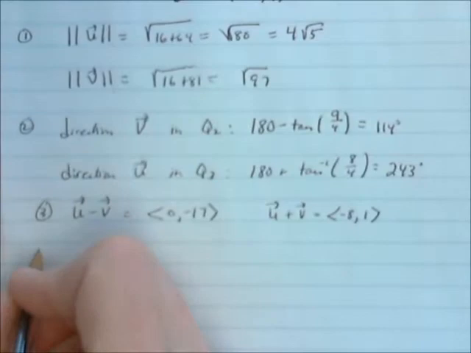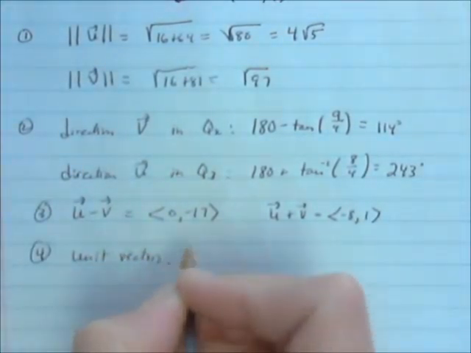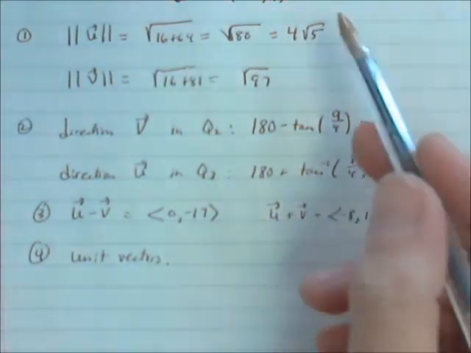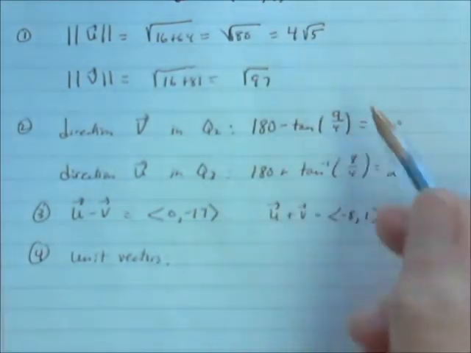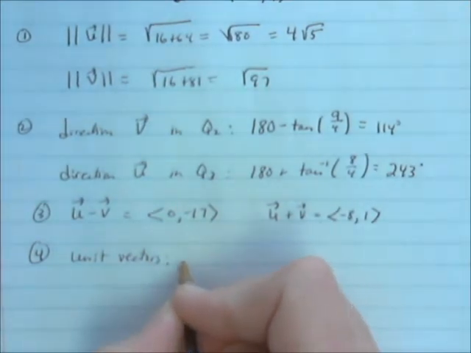Unit vectors in the same direction. All you do is take the component form of each vector and divide it by the magnitude. So let's do a unit vector of u.